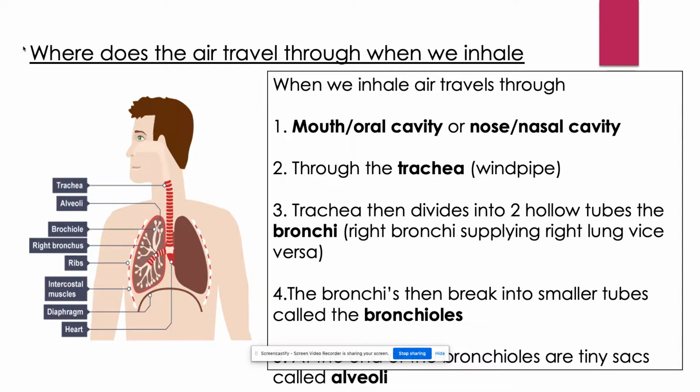It then goes through your trachea, which is where your windpipe is, in the middle of your body. The trachea then divides into two hollow tubes called the bronchi. The bronchi then break down into smaller tubes called the bronchioles. And at the end of the bronchioles are tiny sacs called the alveoli.